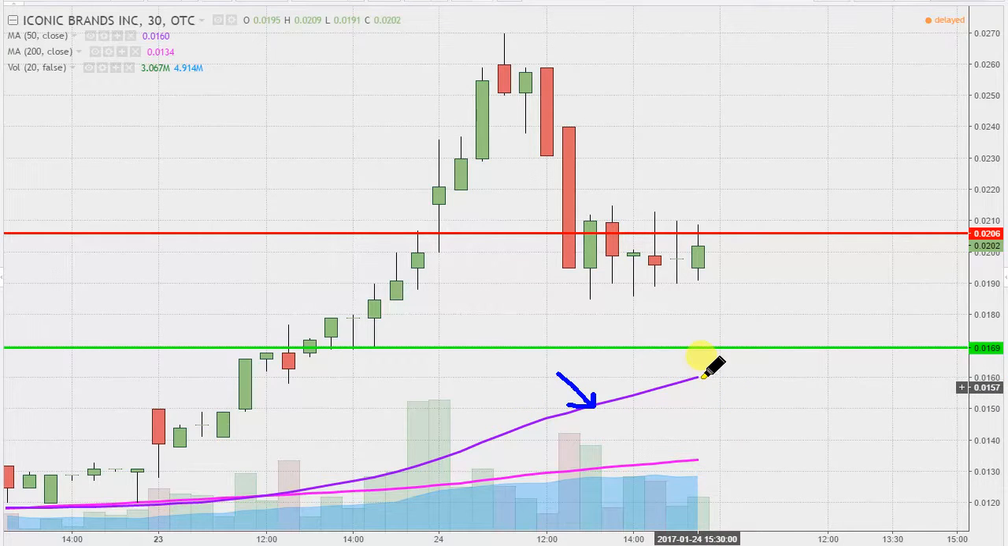Within the next couple of days, it's looking like the purple line will be crossing up above that green line there. And at that point in time, I'll delete that green line out of there. But as it stands right now, that hasn't happened. So I want to keep that level of support in there. And that level is at 0.017.